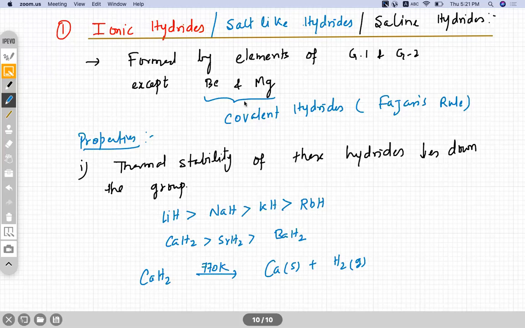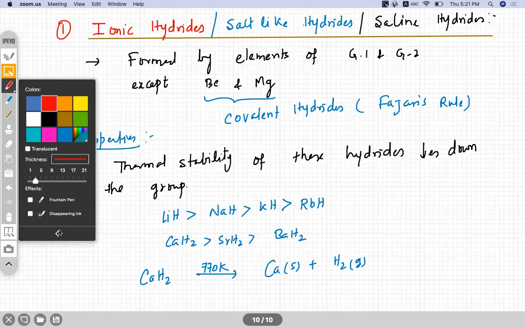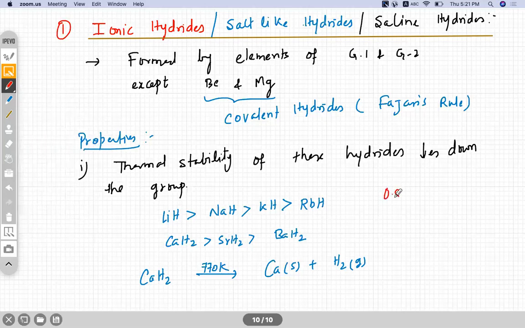One last point to write down, in this type of hydrides, the oxidation state of hydrogen is -1.